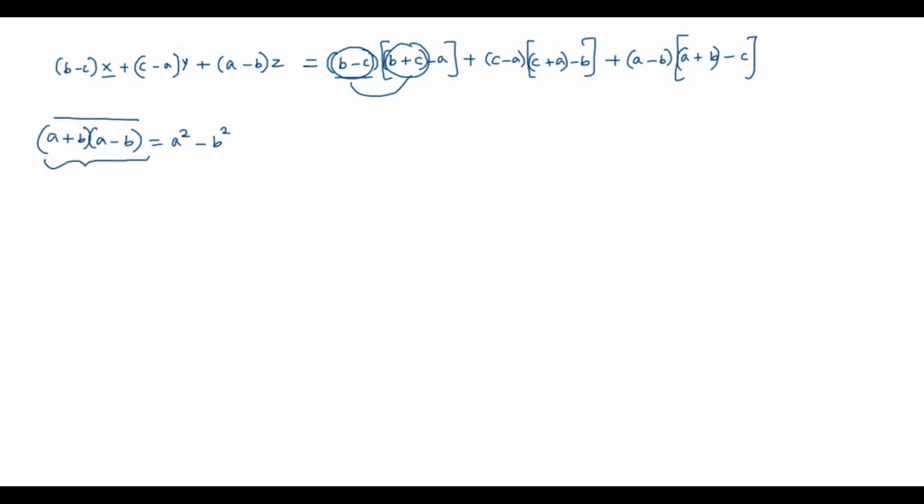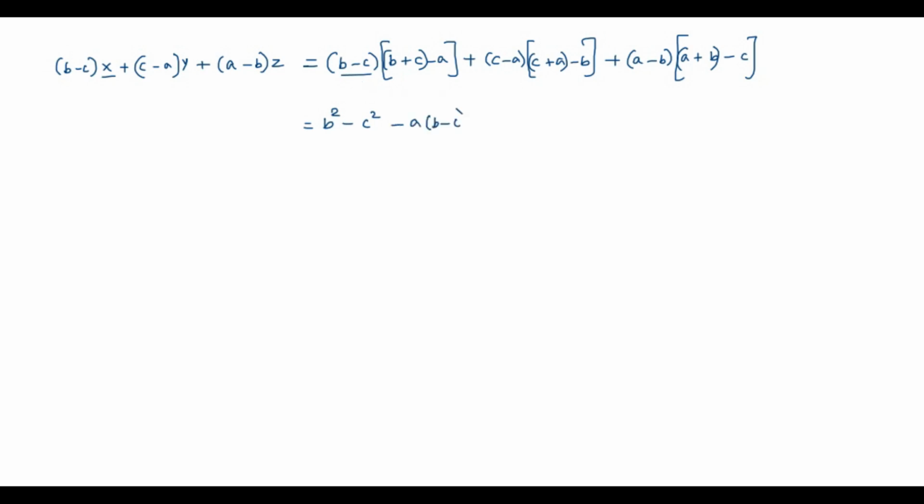So whenever we have two terms like (a plus b) times (a minus b), instead of that we can write a square minus b square. So the same thing I am going to apply here. Here we have (b minus c) times (b plus c). For the product of these two terms, what we can write is b square minus c square, and (b minus c) times negative a will be negative a times (b minus c).